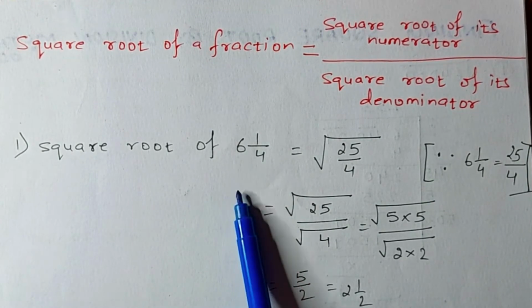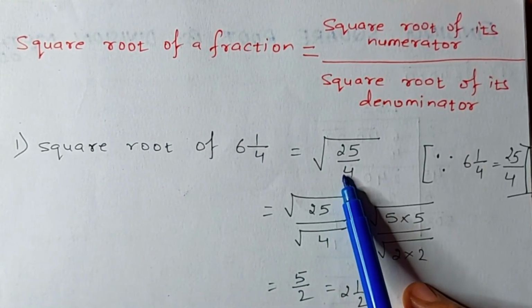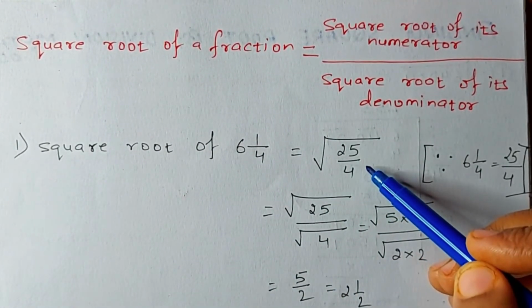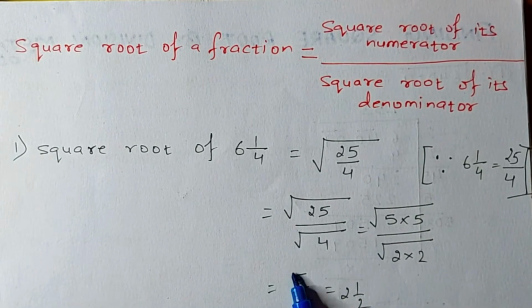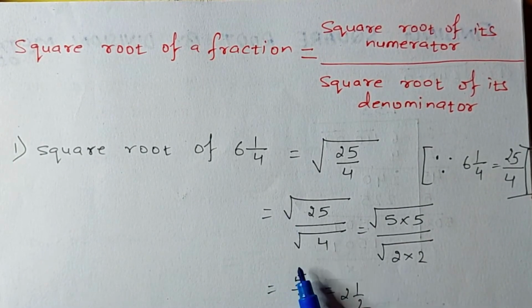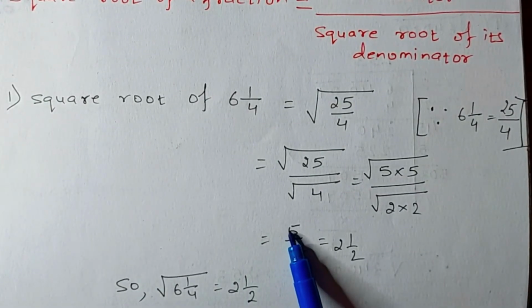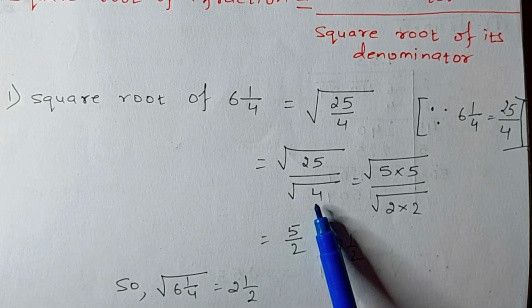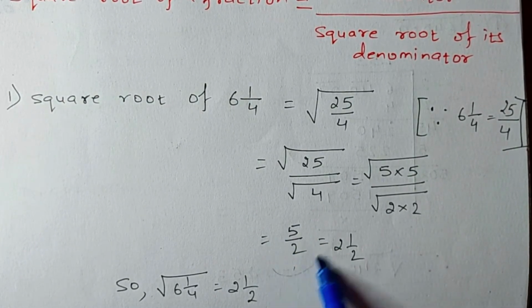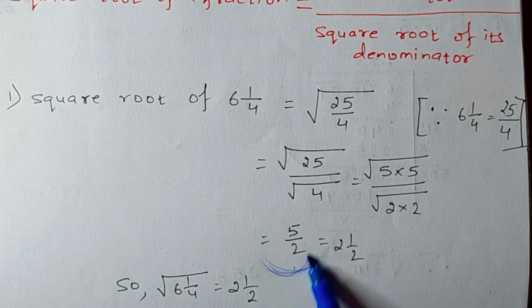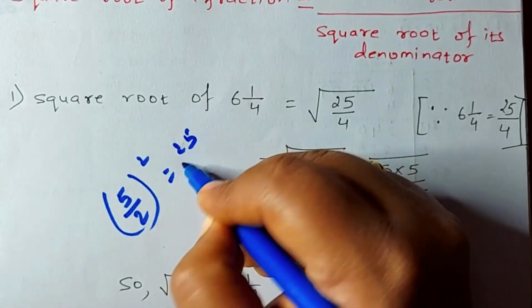Square root of 6 1 by 4. 6 1 by 4 is a mixed fraction. Convert it, it's 25 by 4. It means square root of 25 by 4. 25 by 4 is a fraction form. We have to find its square root. So what we do? Square root of numerator by square root of denominator. So square root of 25 by square root of 4. Now square root of 25 is 5 because 5 square is 25. Square root of 4 is 2 because 2 square is 4. So what is the square root of 25 by 4? 5 by 2. Why? Because 5 by 2 square is 25 by 4.